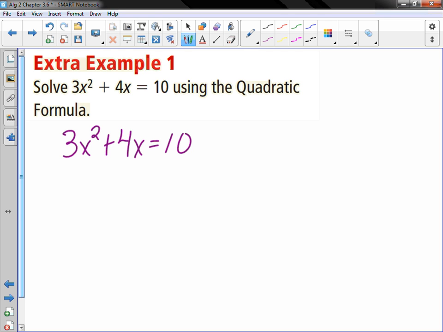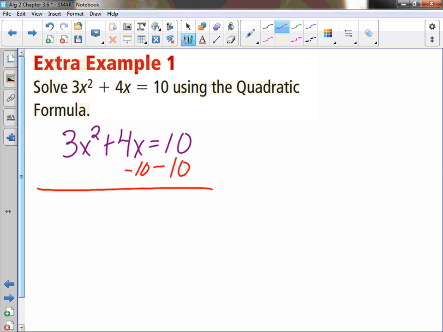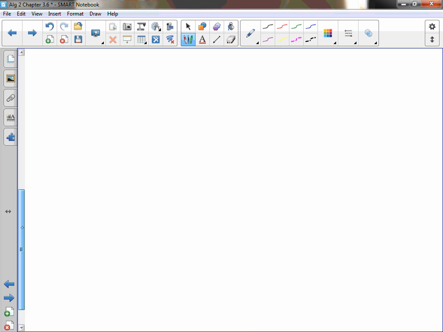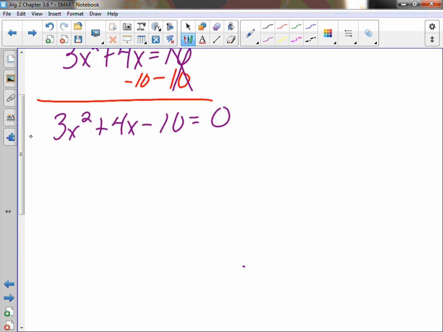So looking at this here, what is our first main step? We need to get it equal to 0. How can I do that? We can subtract 10 from both sides. And we do that, 10 minus 10 cancels, and I'm left with 3x squared plus 4x minus 10 is equal to 0. So we have it equal to 0, yes?